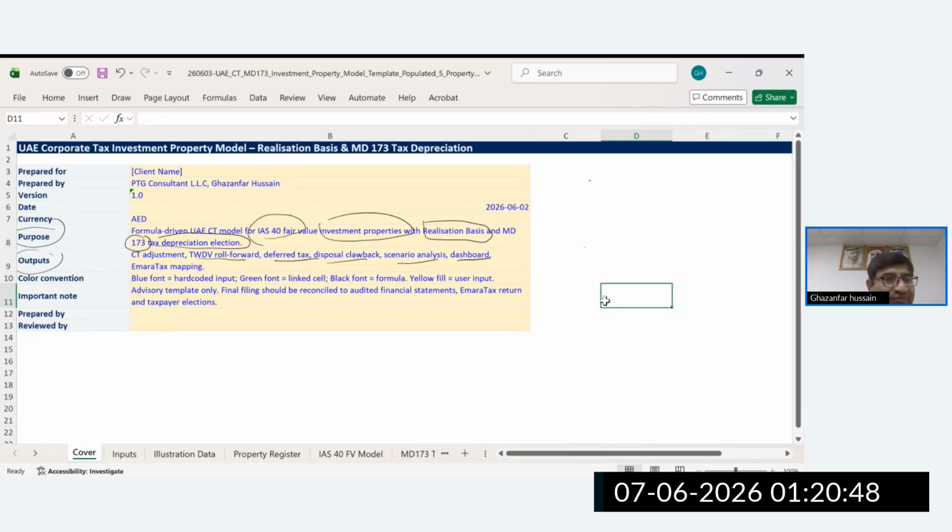The objective or the purpose of this model is already written here. If anybody wants to get these models, they can approach us. We can share the same.